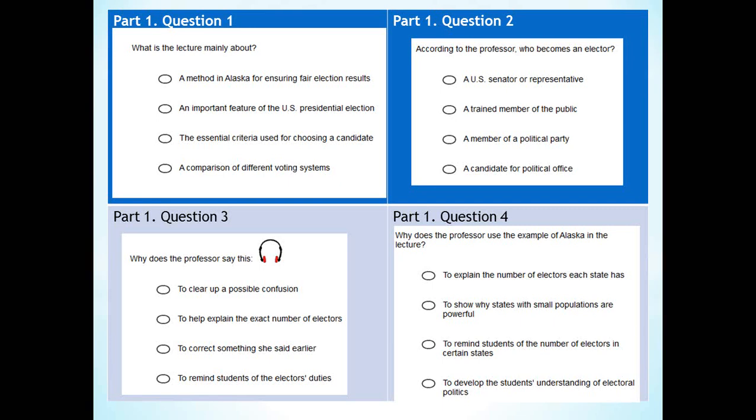3. Why does the professor say this? Don't get confused here. The senators and representatives are not the same people as the electors. 4. Why does the professor use the example of Alaska in the lecture?